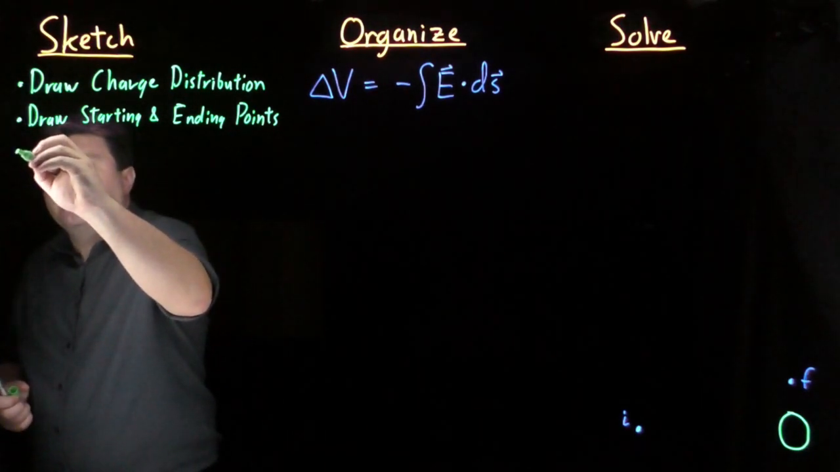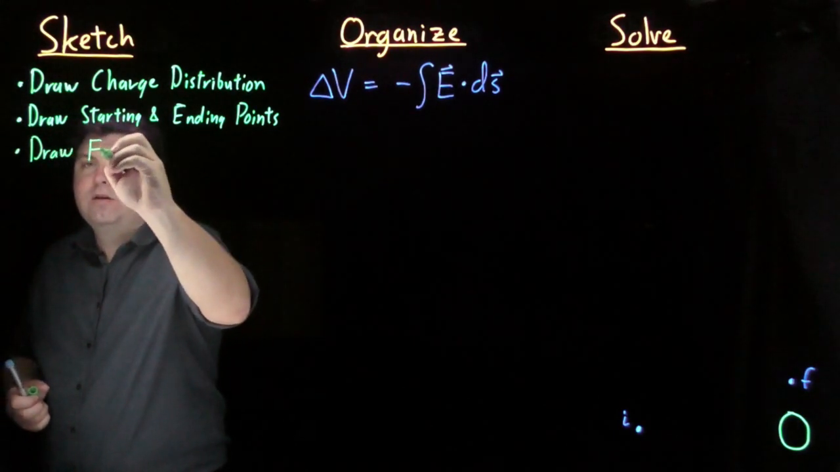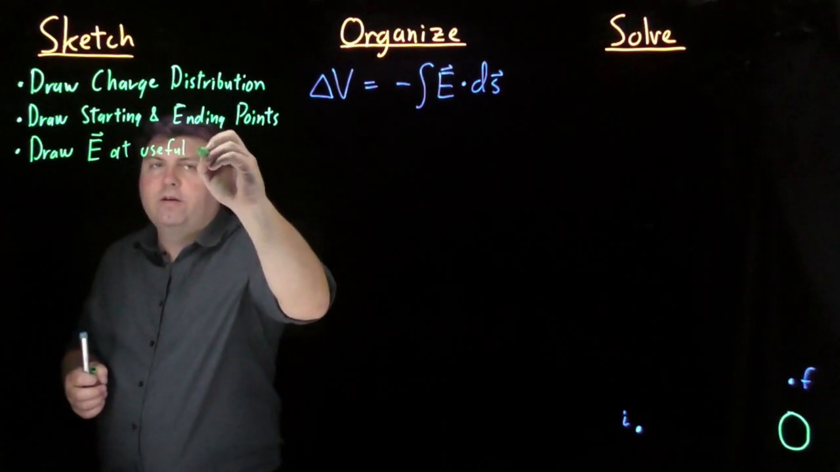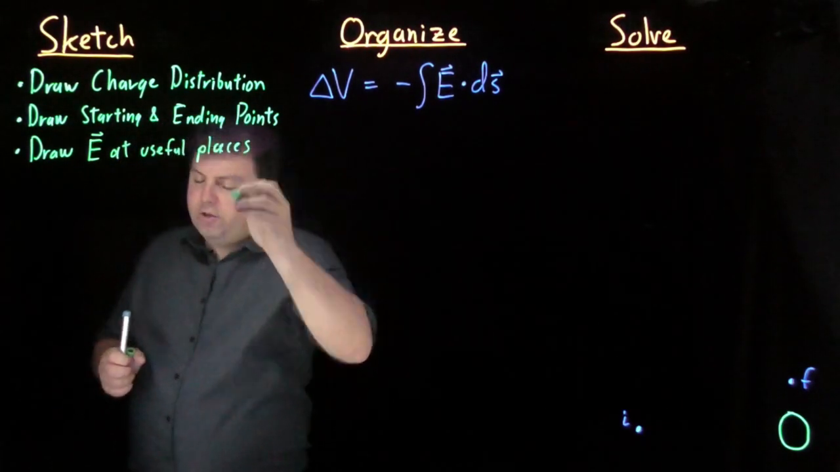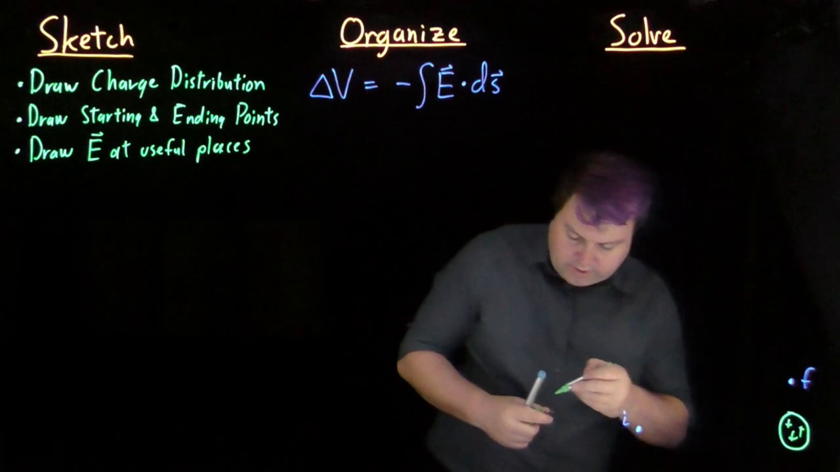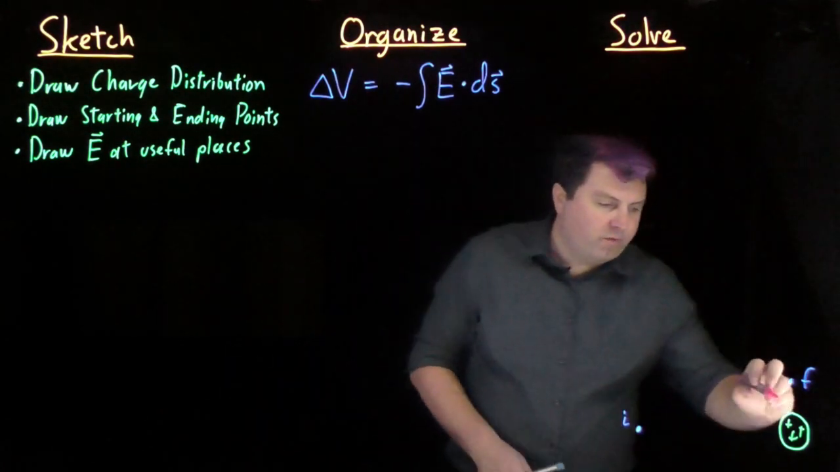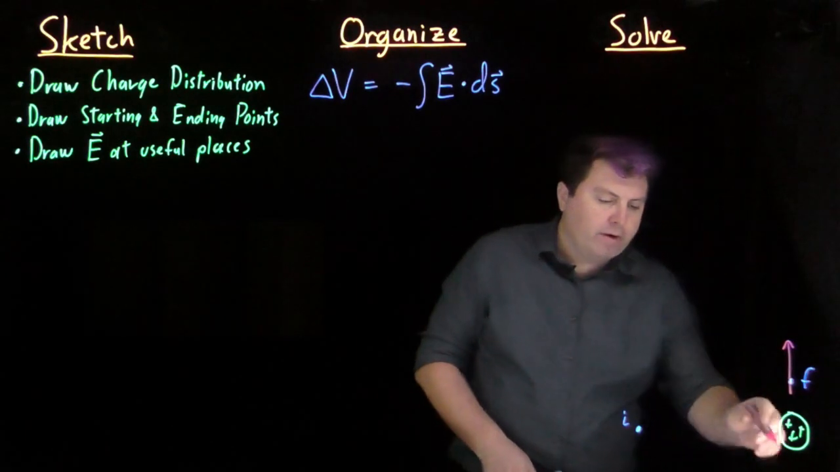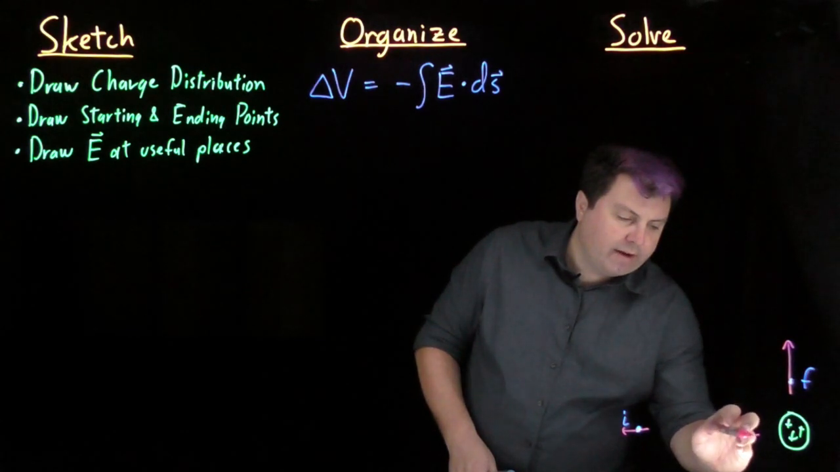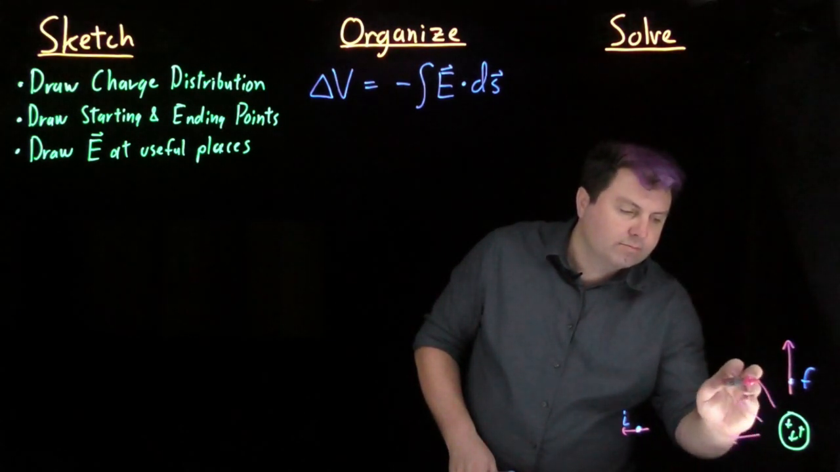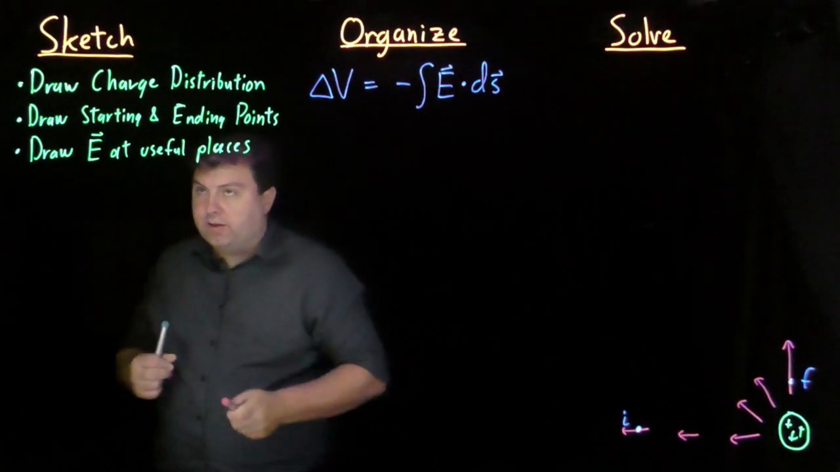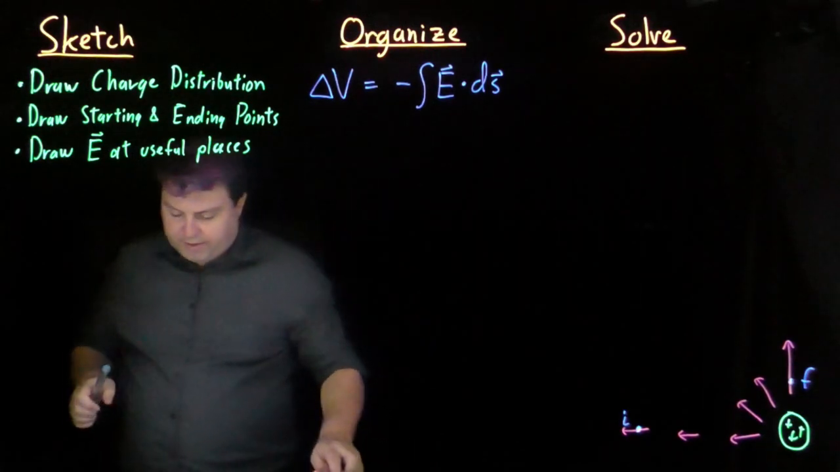And lastly, we want to draw the electric field at useful places. So if we're assuming that this is a positive cylinder, what might be useful is the electric field at the final moment will be radially outward. Initially will be radially outward. And so we kind of have some radially outward and then getting a little bit smaller. So we want to visualize what's going on with this field.